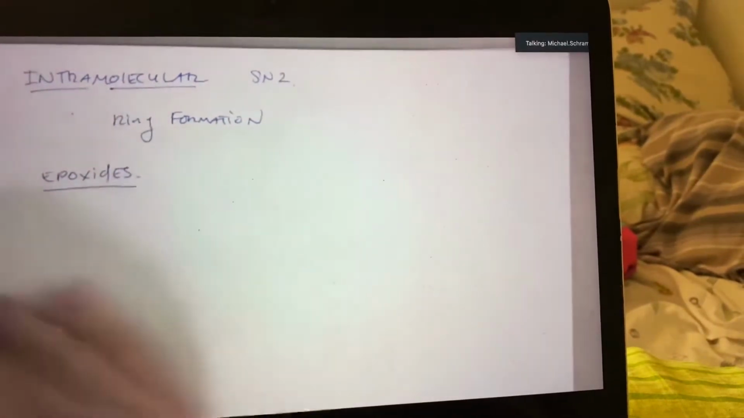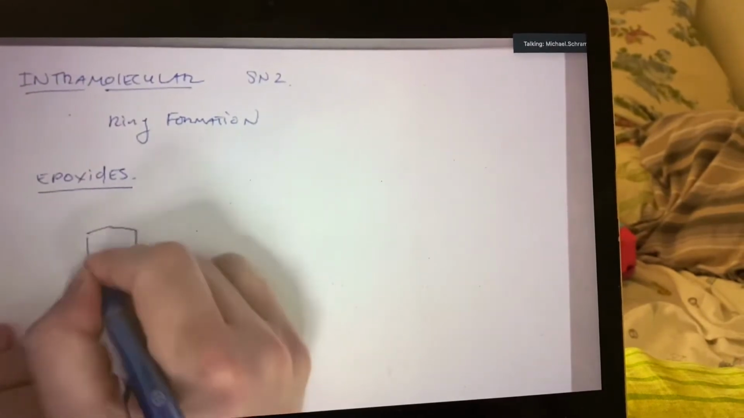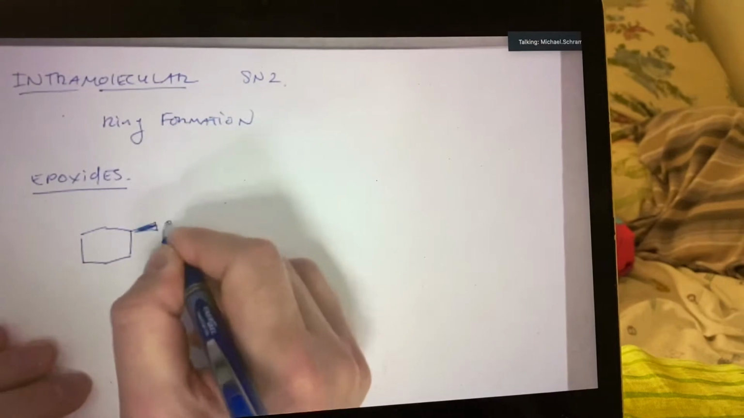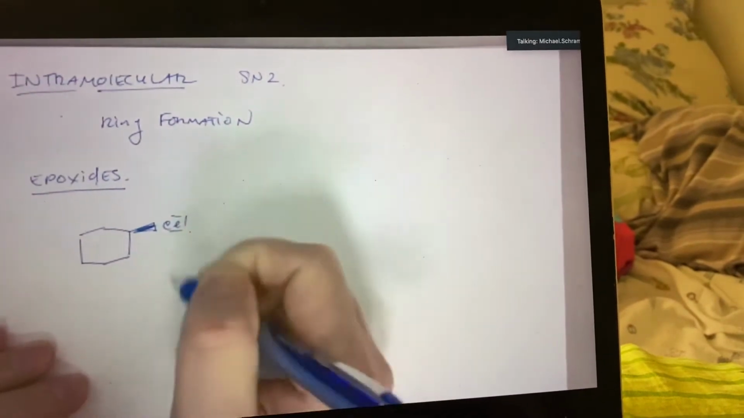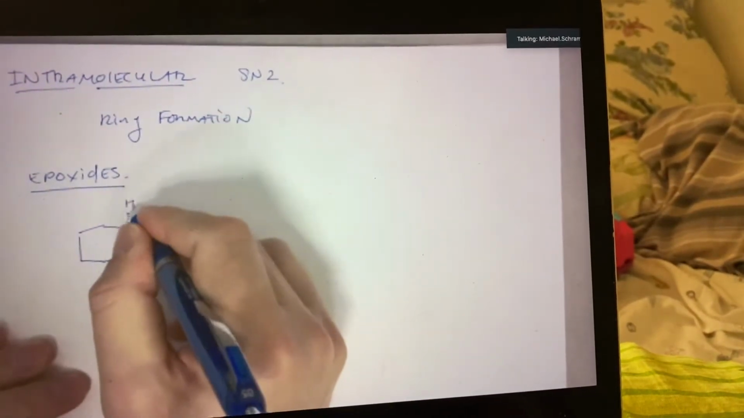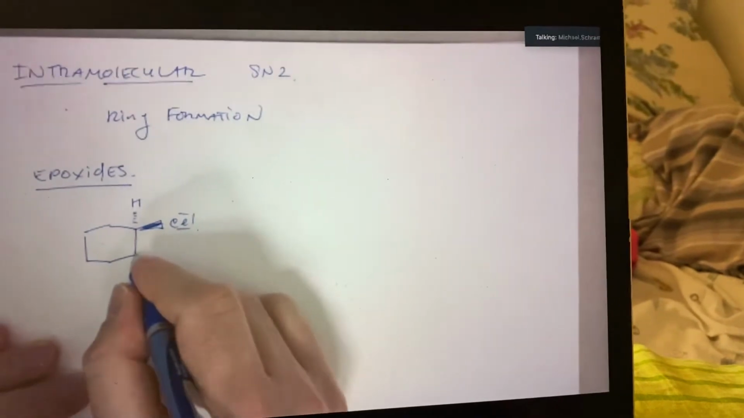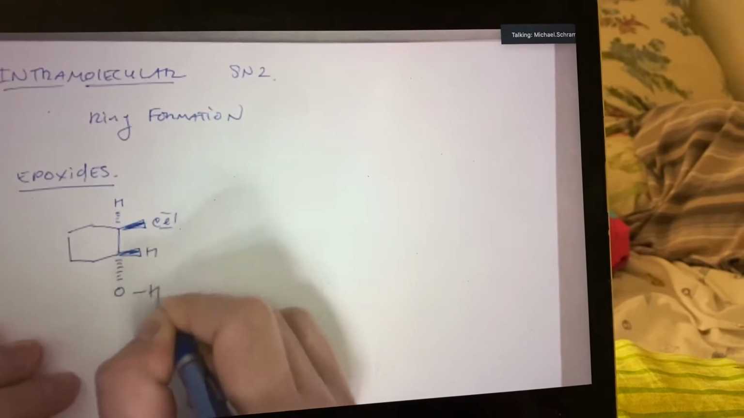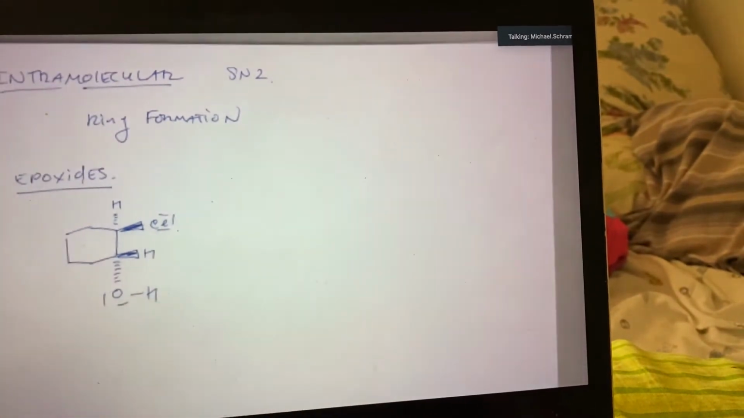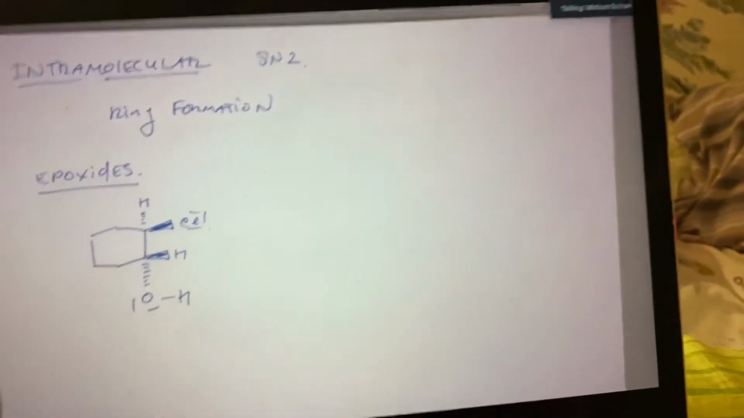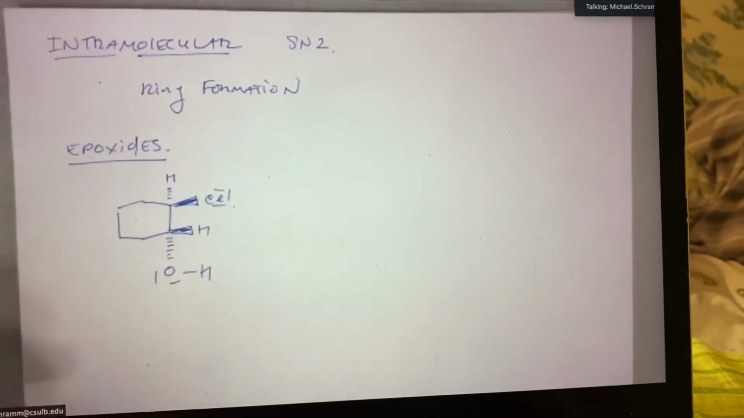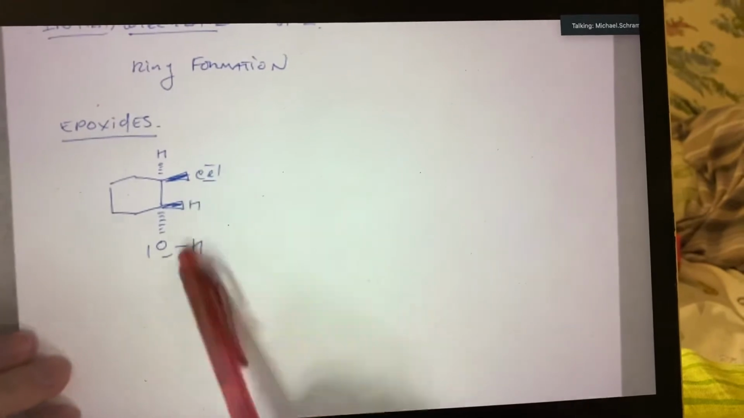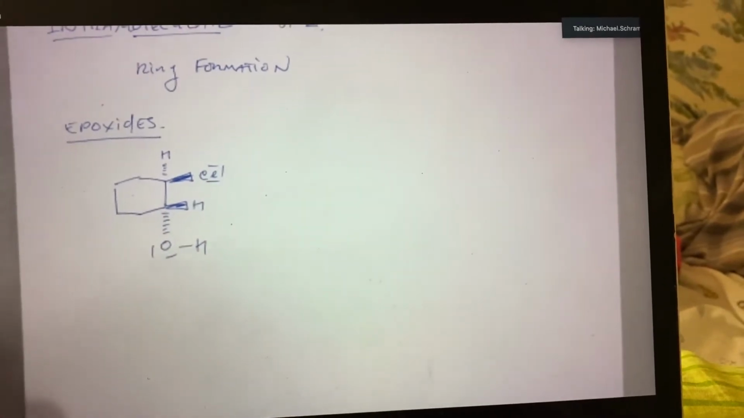Epoxides are a functional group we learned about for the second exam. We could take an alkene and react it with a peracid to make an epoxide. But we can actually make epoxides another way in the same molecule. Let's look at this particular molecule that I've drawn here. It has a chlorine group and an alcohol group kind of close by to one another.